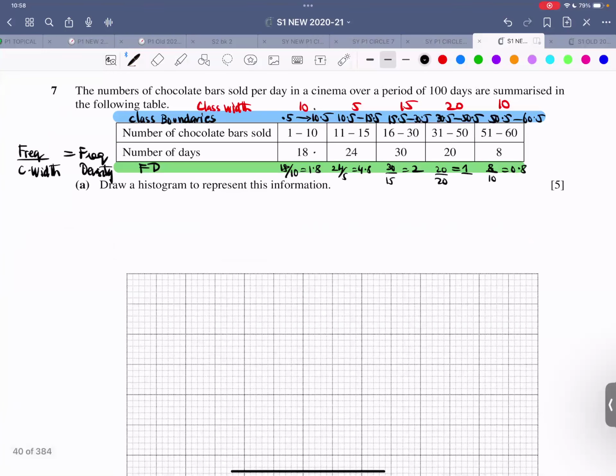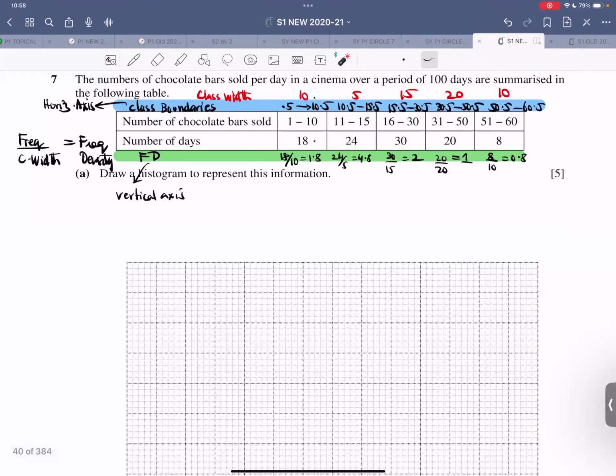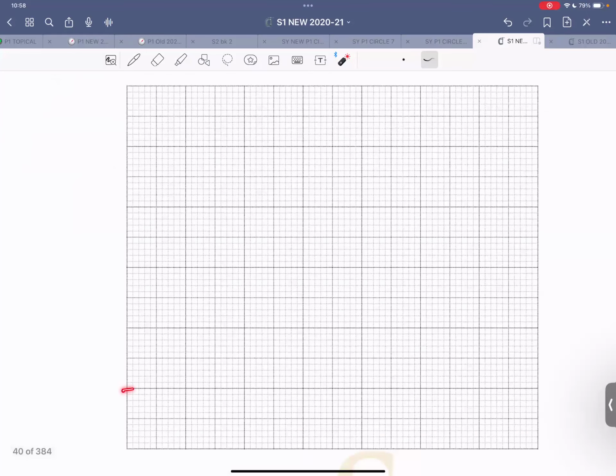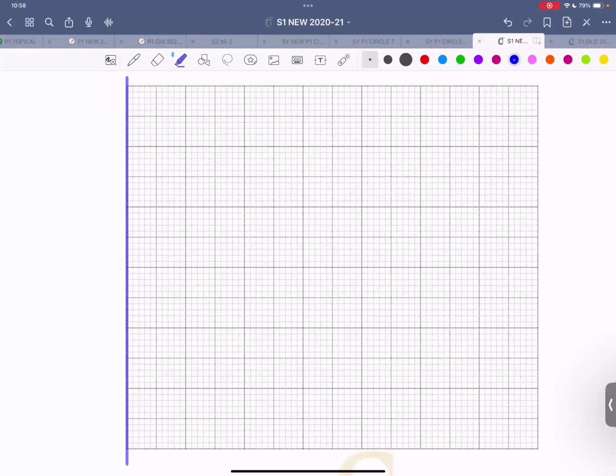So now frequency density goes on the vertical axis and class boundaries go on the horizontal axis. And let me draw a little bit. The maximum value of frequency density is 4.8. So let's look at the table. This is 1, 2, 3, 4, 5. Let's always choose an easy, readable axis. So that is the first one. And over here, this is frequency density.